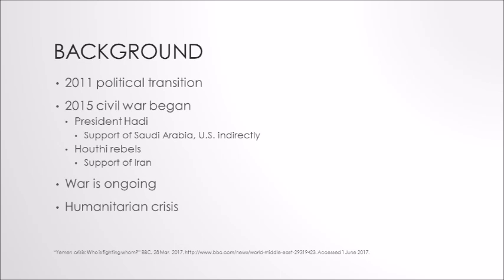Hadi was forced to flee, and then Saudi Arabia became involved, and the U.S. involved indirectly through Saudi Arabia because the U.S. provides Saudi Arabia arms, and they supported Hadi. Meanwhile, the Houthi rebels have the support of Iran. The war is still ongoing, and it has set off a humanitarian crisis in Yemen. There's been many civilian casualties, and then there's also food shortages and problems with a recent outbreak of cholera. So that's a little bit of background.